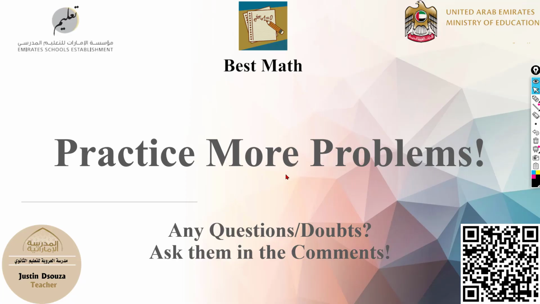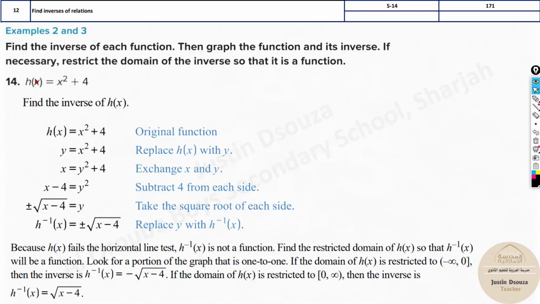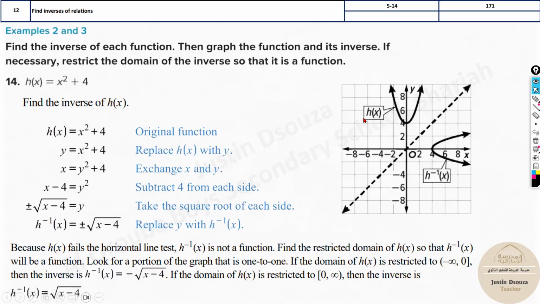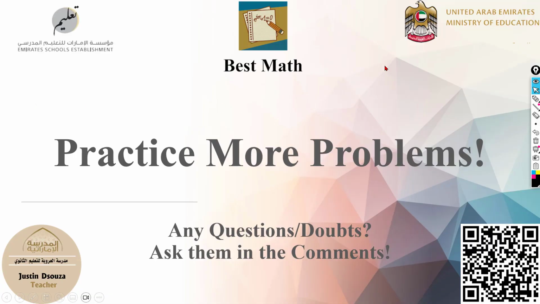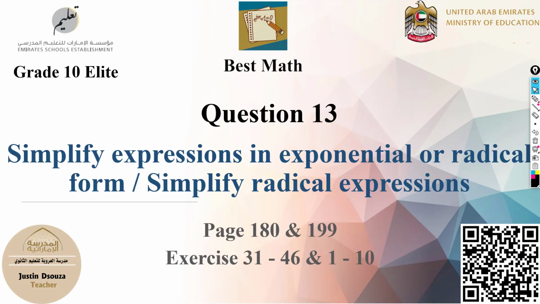Just make sure if it's quadratic, just be careful. Otherwise, if it's linear, it's very simple. Directly do the formula and you can easily graph it as well. You know linear graphing. So a crude graph is enough. But if it's quadratic, just be very careful and make sure you understand this thoroughly and then solve it and restrict the domain. The question number 13 is to simplify expressions in exponential and radical form and simplify radical expressions.